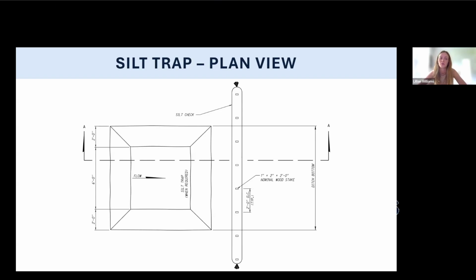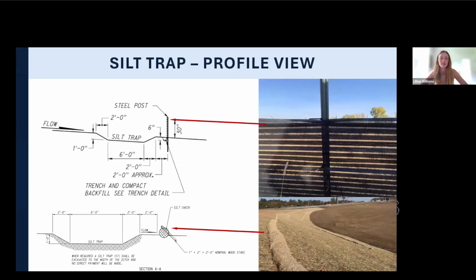And that was the width of the channel we constructed. And then in this view, you see that there is a practice paired with the silt trap that's 2 feet downstream. So we see the flow going from left to right. And like I said, there is a practice here.